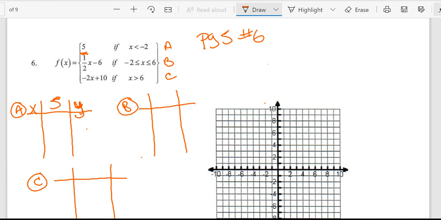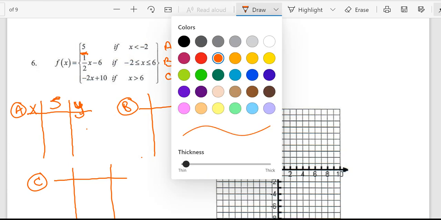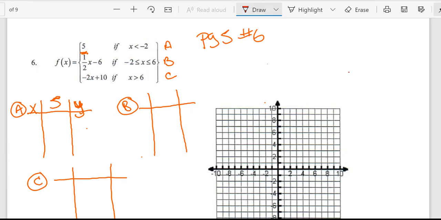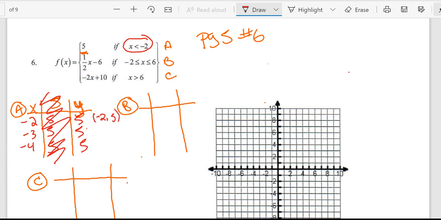Now this says when x is less than negative 2. I always start with the cutoff value, so I'm going to start here with negative 2. And since x is less than negative 2, I'm going to use things like negative 3, negative 4, etc. Again, there's no math here. It's just 5. There's no purpose for the middle. So my first point is negative 2, 5, negative 3, 5, negative 4, 5. And for this, it's going to be open.